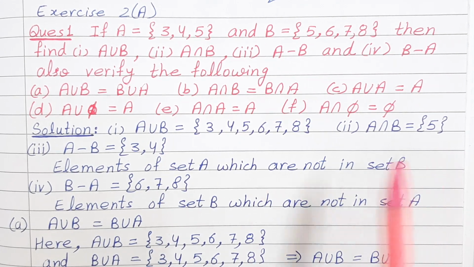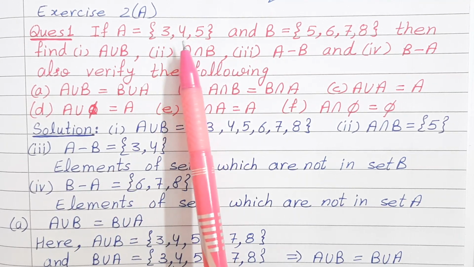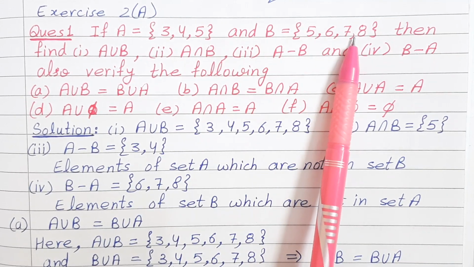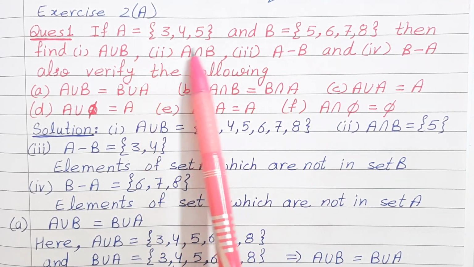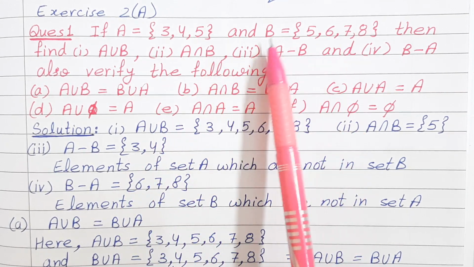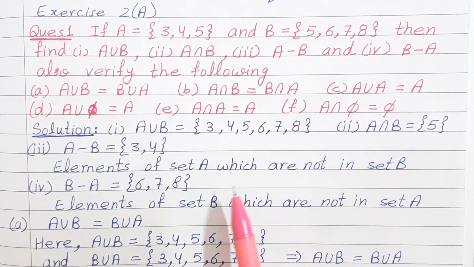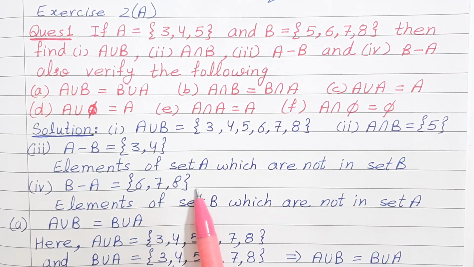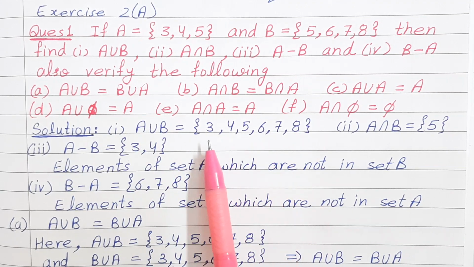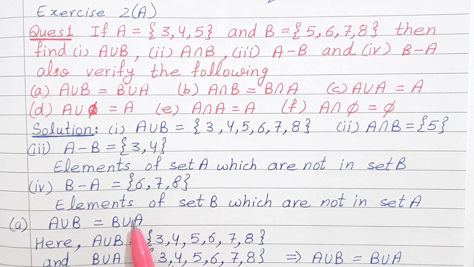Clear? Now, A minus B. Now, you can see in A and B, 5 is common, right? So, from A, remove 5. That is 3 and 4. Similarly, B minus A. From B, remove 5. So, you are left with 6, 7 and 8. Children, I hope it is clear with this question now. A minus B and B minus A. Now, you will not get confused with these two.